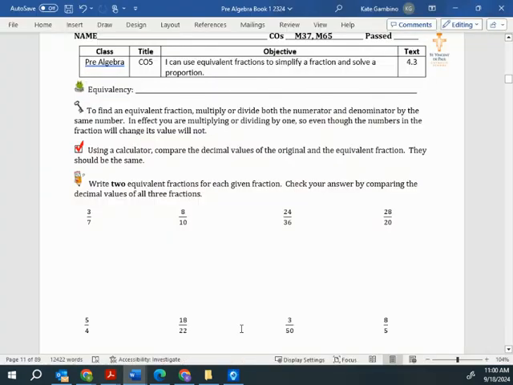All right, good morning. Today we are doing CO5. I can use equivalent fractions to simplify a fraction and solve a proportion. So in order to do that, I need to know what it means to be equivalent. Equivalency is having the same value. Things that have that same value.